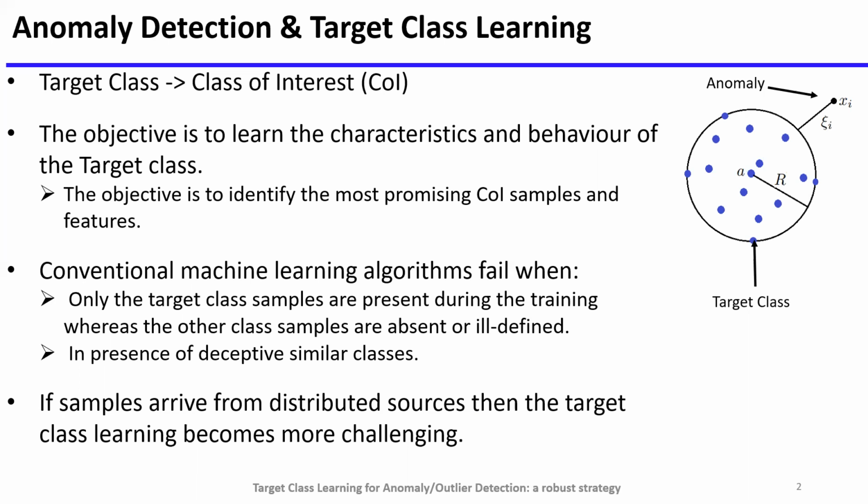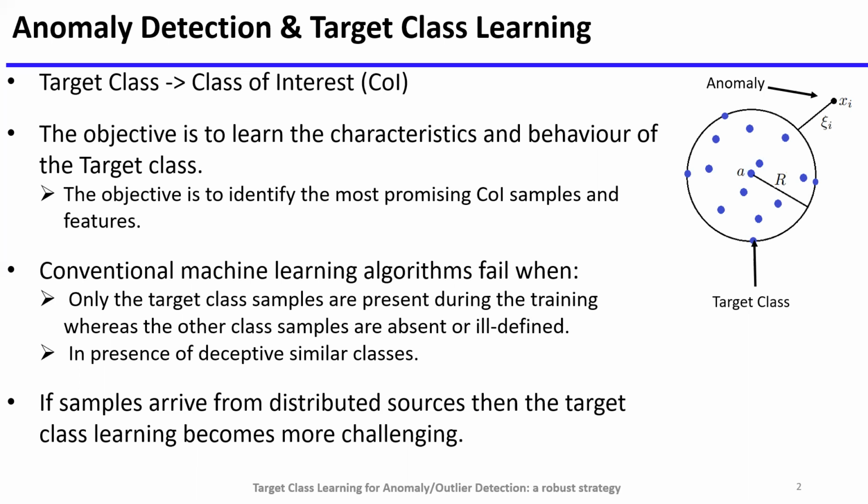The second thing is why don't we go for conventional machine learning algorithms? Because conventional machine learning algorithms say that you must have at least two well-defined sets of classes or samples, such that your model gets trained, and at that time you can test whether a sample belongs to class A or class B. But what will happen in that case? Suppose a sample that is coming belongs to class C.